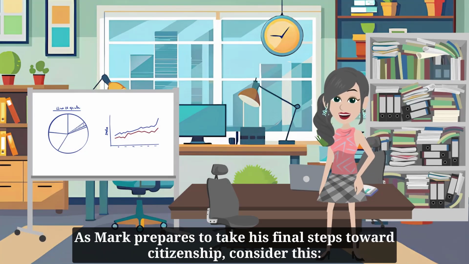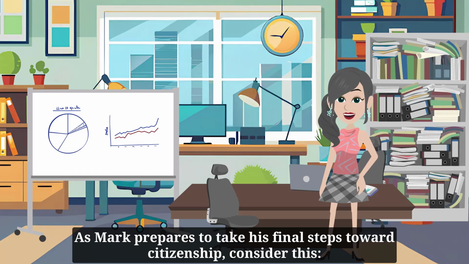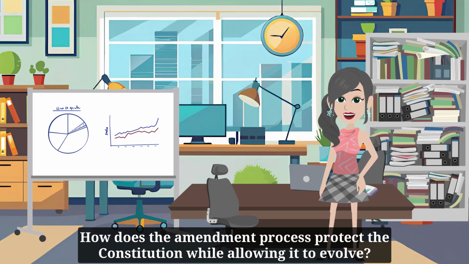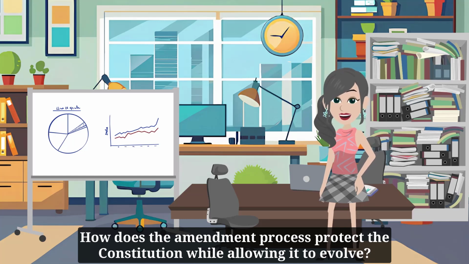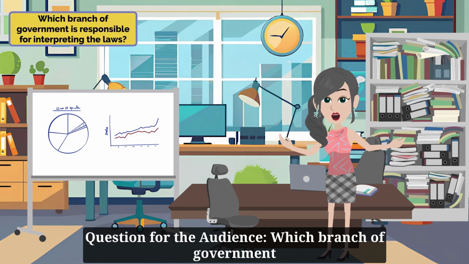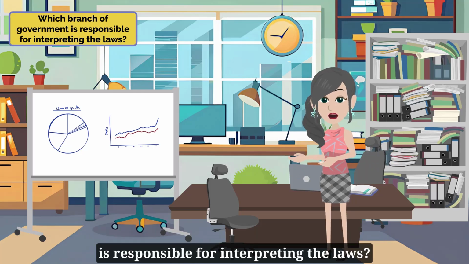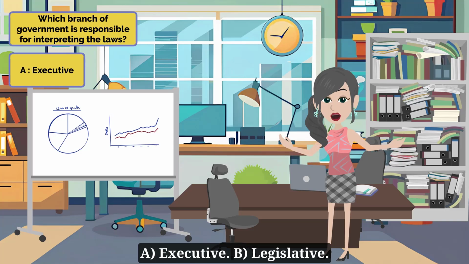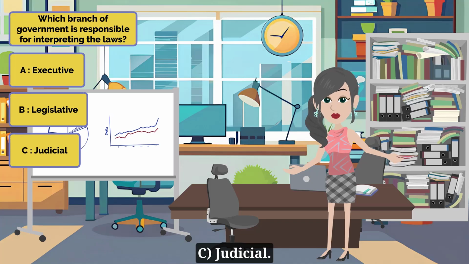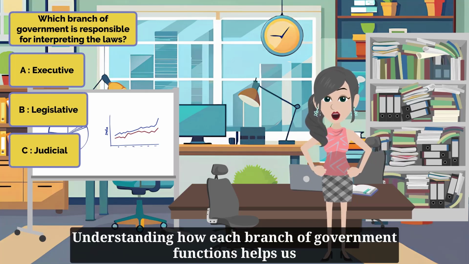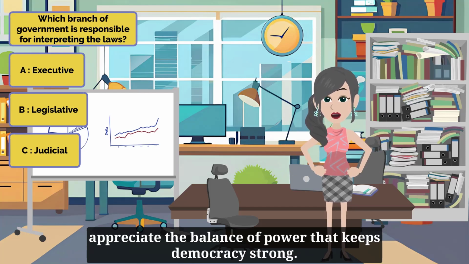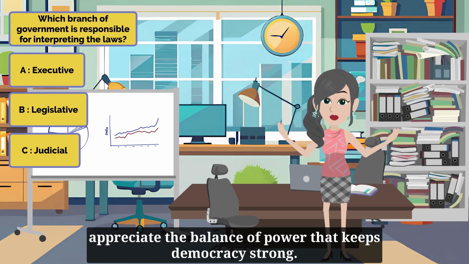As Mark prepares to take his final steps toward citizenship, consider this. How does the amendment process protect the Constitution while allowing it to evolve? Question for the audience: which branch of government is responsible for interpreting the laws? A. Executive. B. Legislative. C. Judicial. Understanding how each branch of government functions helps us appreciate the balance of power that keeps democracy strong.